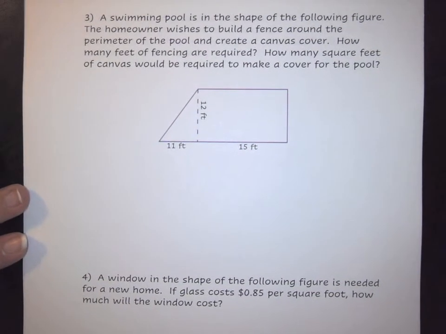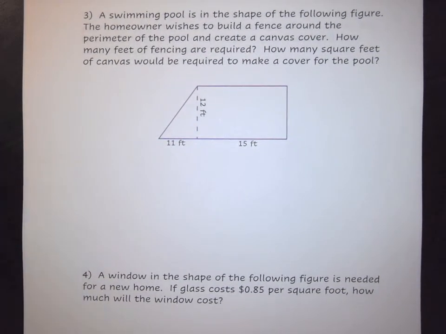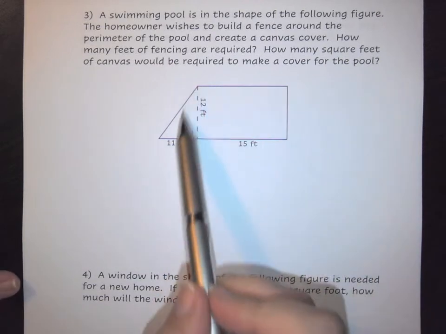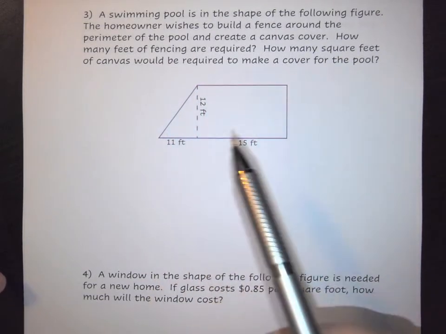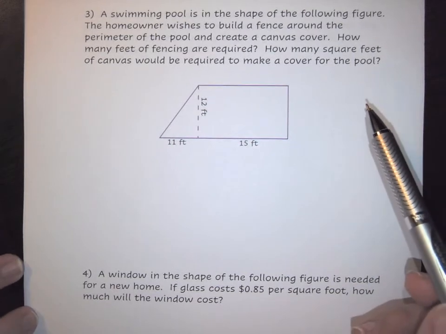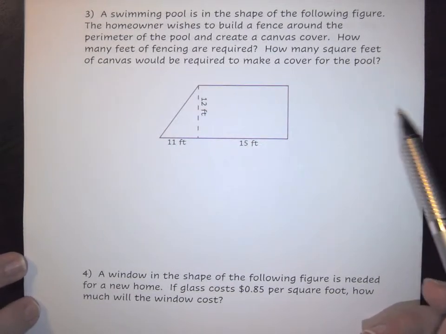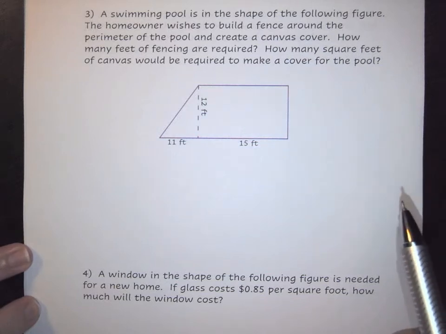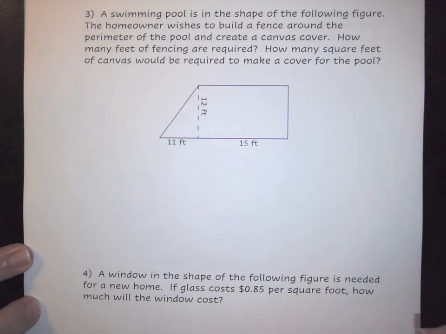In this video we are going to look at a couple application examples of finding area and perimeter of objects. So in this first one we have a swimming pool. It's built in the following shape that's given. And we're told that the homeowner wants to build a fence around the perimeter of the pool and create a canvas to cover it. The question asks you how many feet of fencing is required and how many square feet of canvas is required. So to answer both of those, we need perimeter.